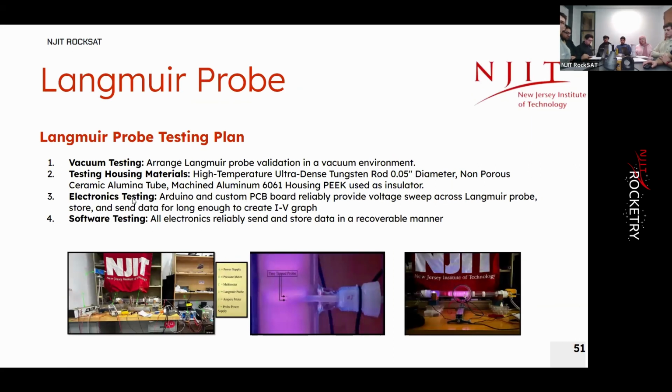For the Langmuir probe, what we are going to test is the vacuum testing. The materials that we're going with are high-temperature ultra-dense tungsten rods, a non-porous ceramic aluminum tube for the insulation, a machined aluminum 6061 housing, and PEEK tubing used as an insulator. To test the electronics, we're going to use an Arduino and a custom PCB board to reliably provide a voltage sweep across the Langmuir probe. For the software, all electronics reliably send and store data in a recoverable manner.